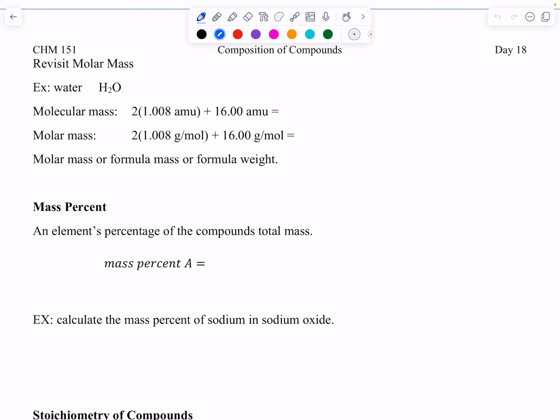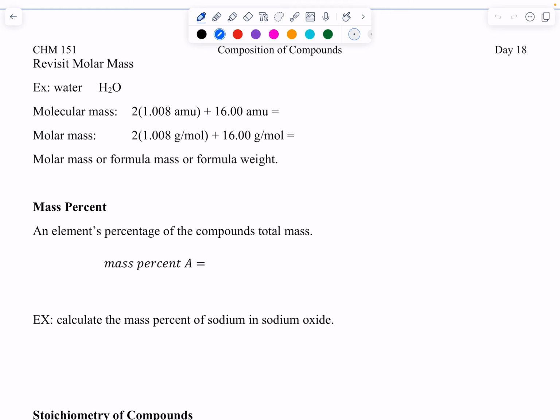We're going to talk about a couple things here. First, we're going to revisit molar mass. Then we'll talk about mass percent. And we're going to do empirical and molecular formula problems. All right, so day 18 and 19 are basically one long day, right? One long lesson, lots of examples. And so let's dive in.